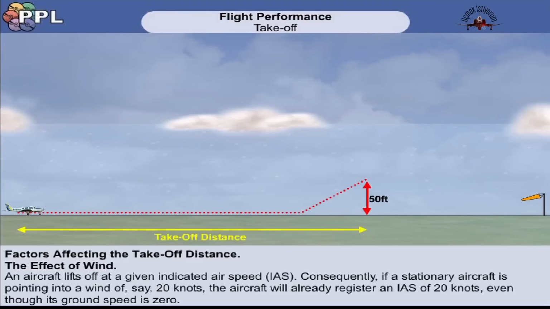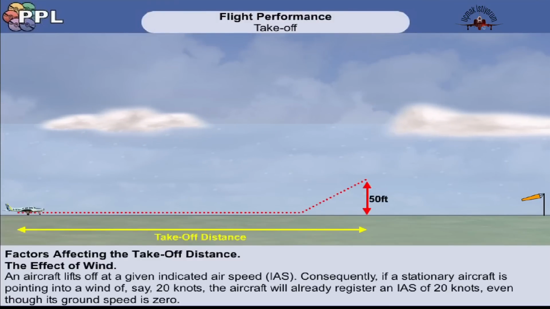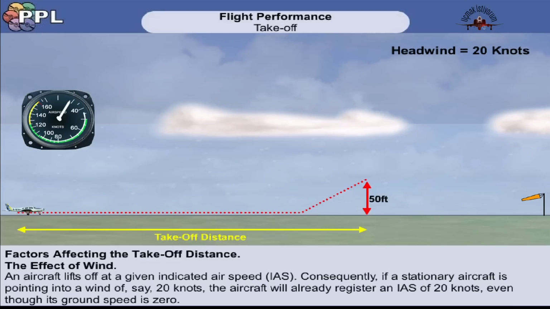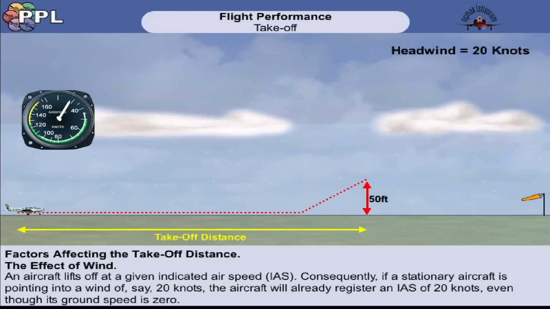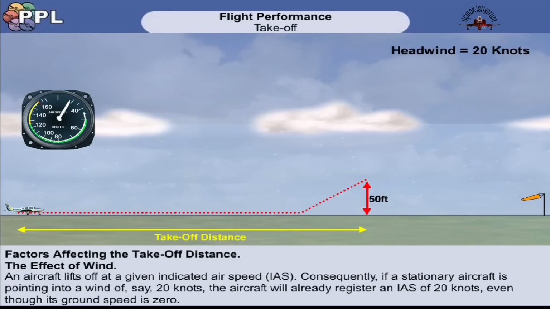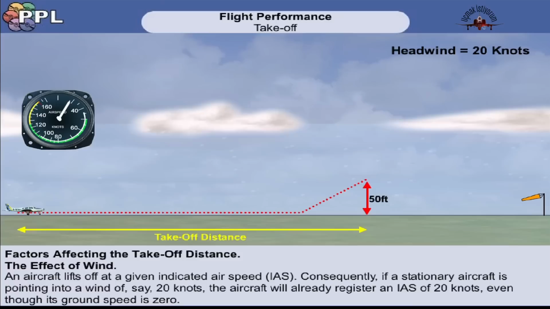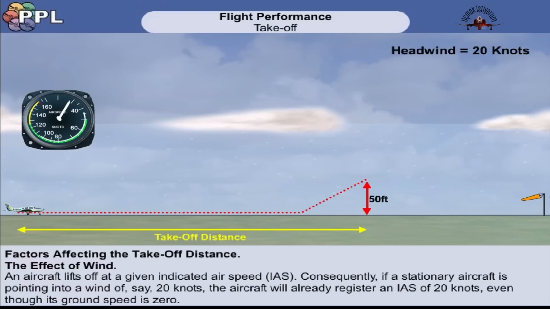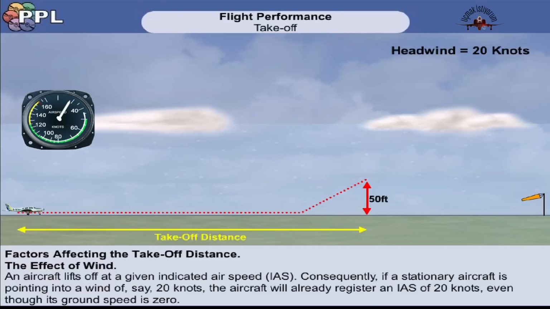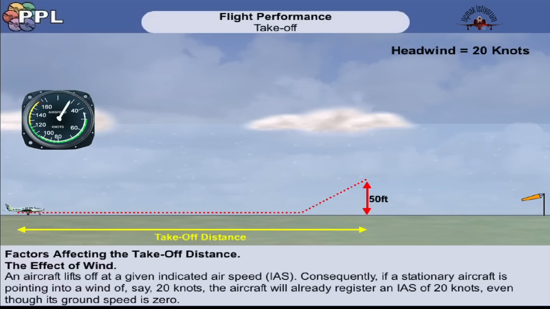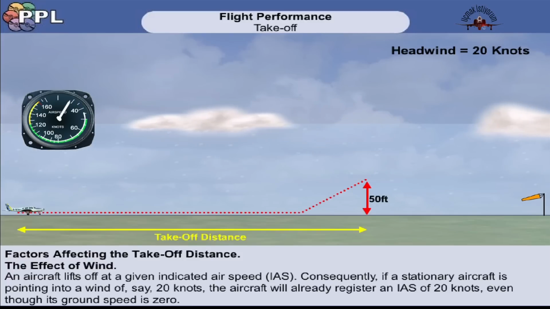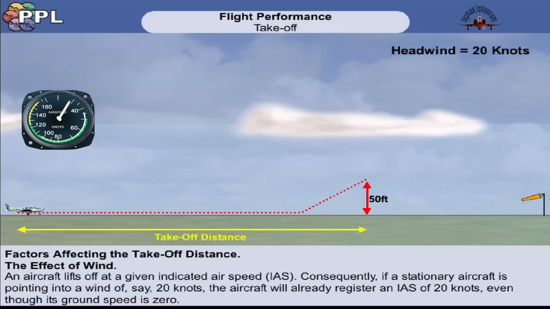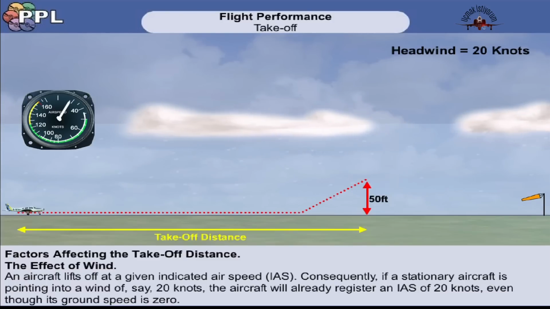All aircraft will get airborne at a certain indicated airspeed or dynamic pressure. However, if there is a headwind of 20 knots, then a stationary aircraft will already be experiencing dynamic pressure and register an indicated airspeed of 20 knots, yet the aircraft ground speed is 0. So the aircraft is already closer to its flying speed even though it is not yet moving.